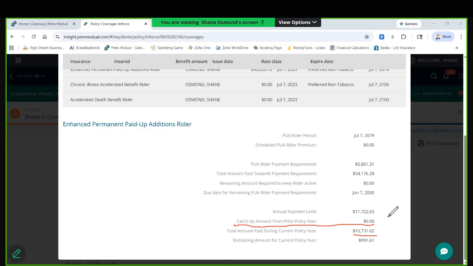So, if you're wondering how much you can still put in for the year, that bottom number says remaining amount that you can put in. So on this policy, you can put in another $991.61. So if you're wondering, hey, if I'm not going to violate my MEC corridor, how much more can I put in this year? That's where you can get that number as well.